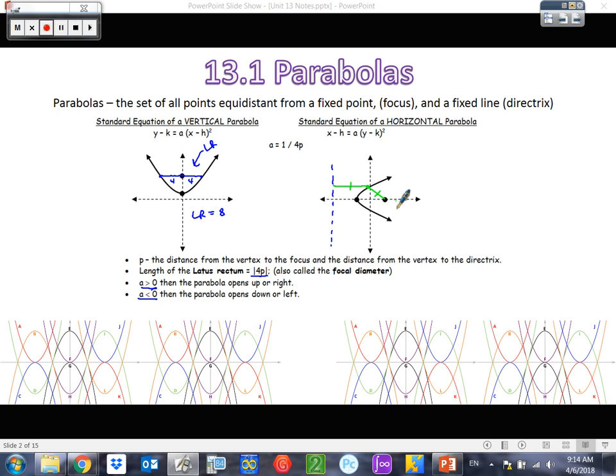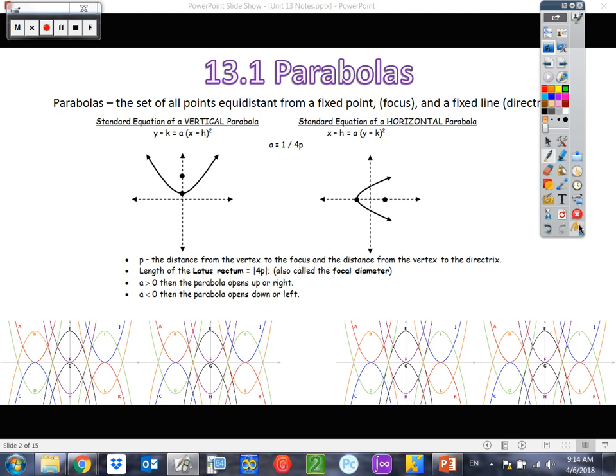So I think we have everything on here. Any questions so far? Okay, we just have a couple of examples on the next slide. If we just move over there.